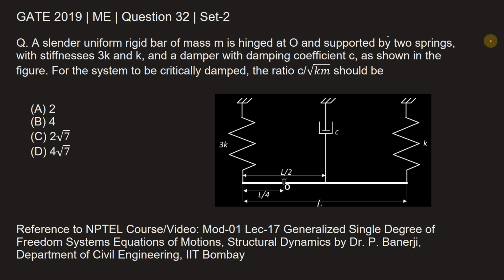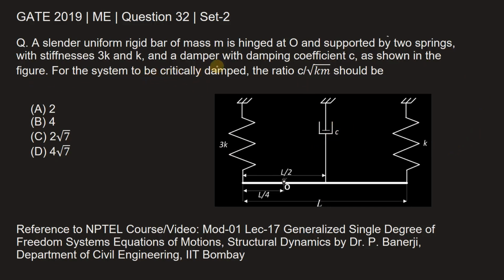Hello aspirants, this question is from GATE 2019 Mechanical Engineering paper set 2, question number 32. A slender uniform rigid bar of mass m is hinged at point O, and supported by two springs with stiffnesses 3K and K and a damper with damping coefficient C as shown in the figure.